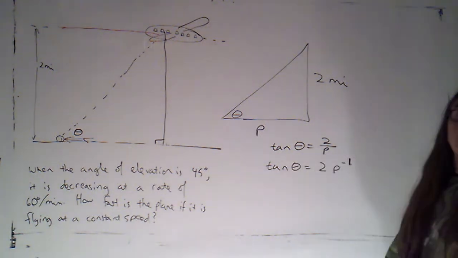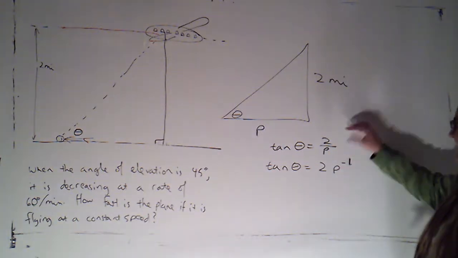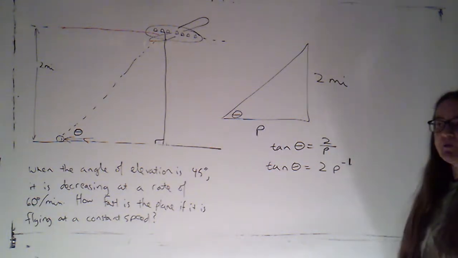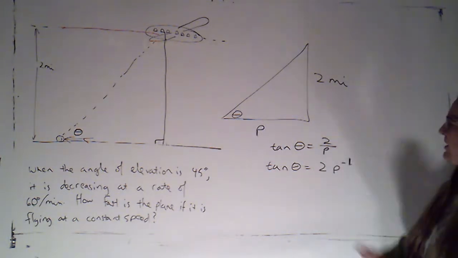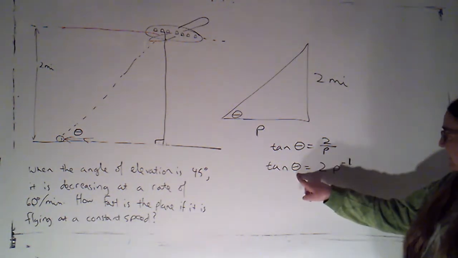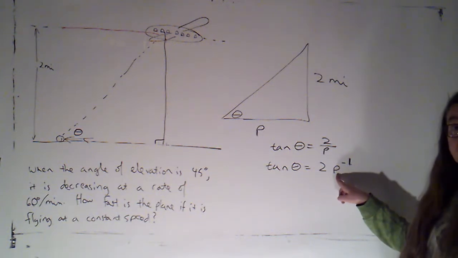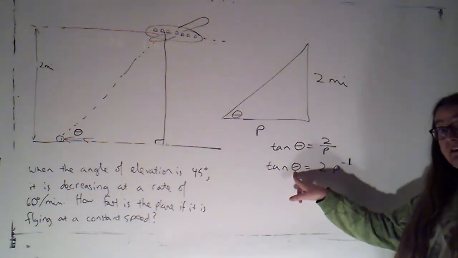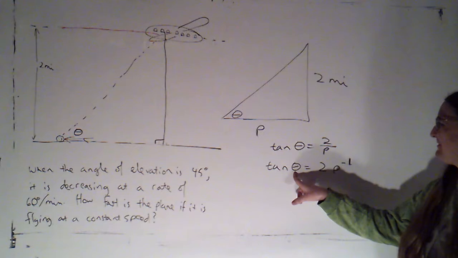If you preferred, you could have used cotangent, and then the P would be on top. That's another perfectly acceptable choice. I'm going to go ahead and keep going with tangent. Okay. And so theta and P are both functions of time. I'm told how fast theta is changing. It's just in the wrong unit, so I'm going to have to convert.